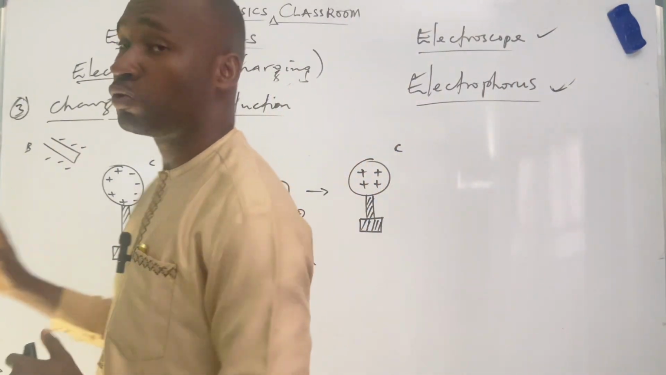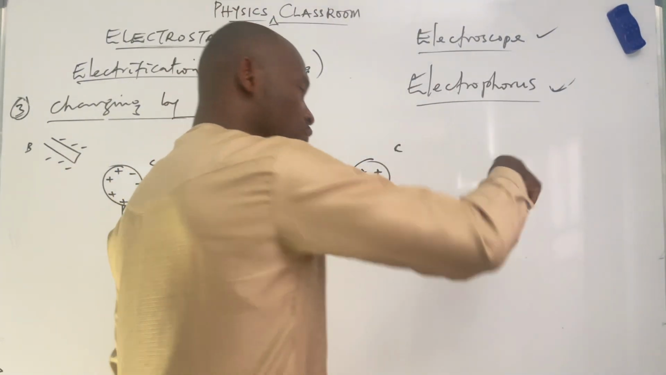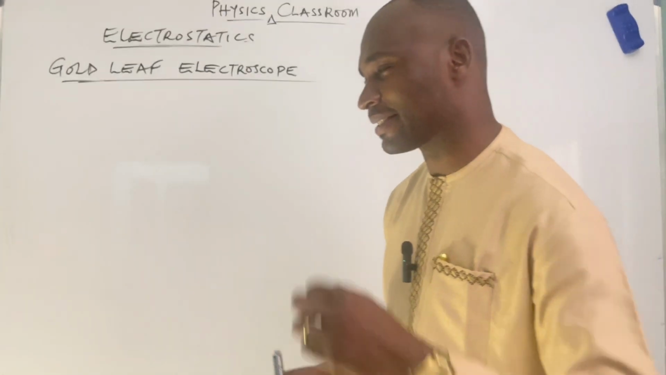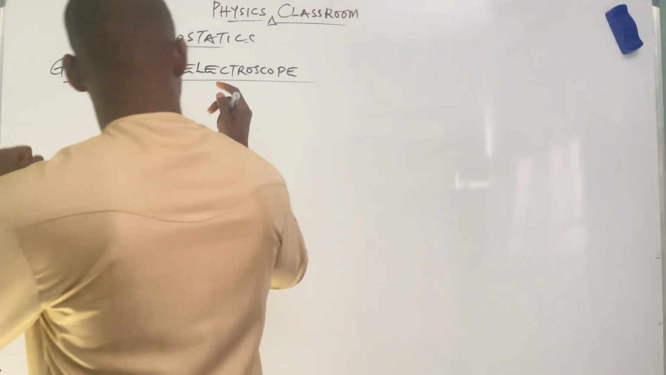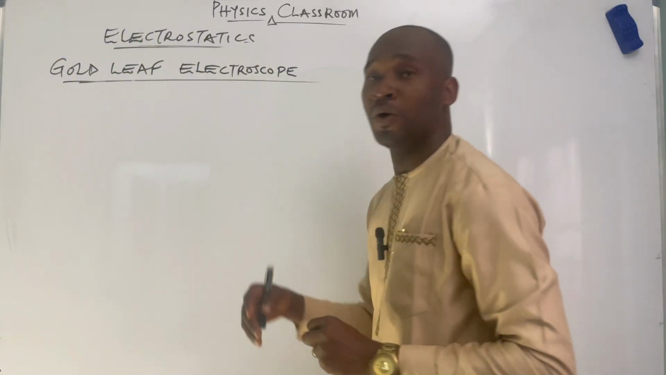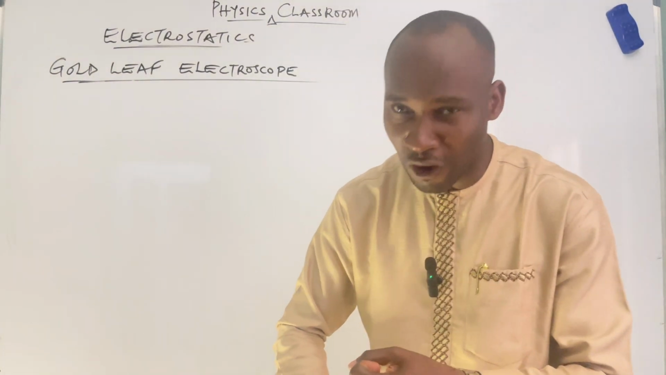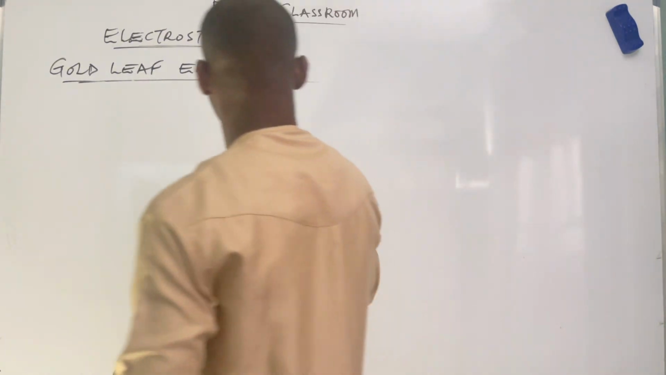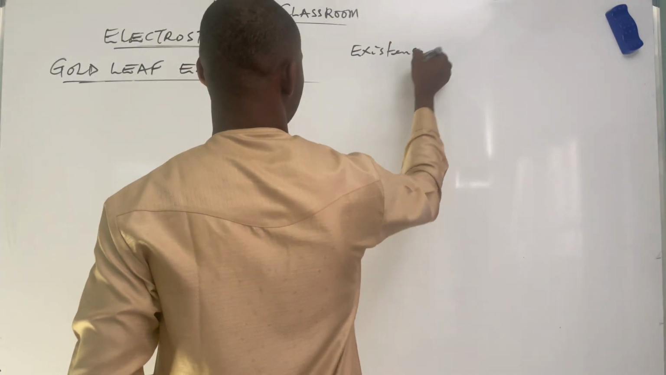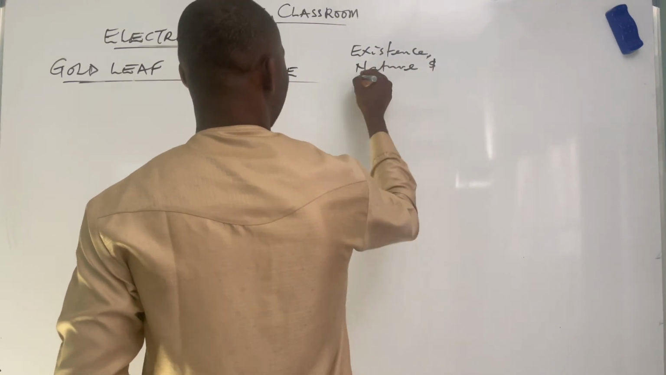And that takes us to the next aspect, which is the gold leaf electroscope. Like we already know, the electroscope is used to detect or test small electric charges. One of the known electroscopes is what we call the gold leaf electroscope. What does it do? It detects the existence, nature, and magnitude of electric charges.